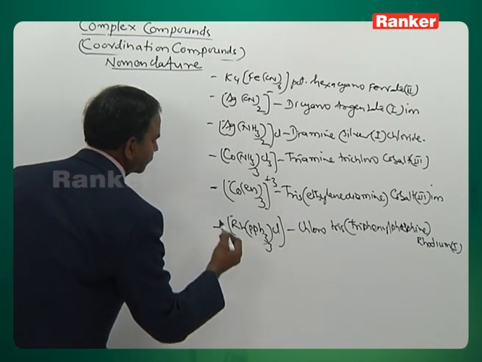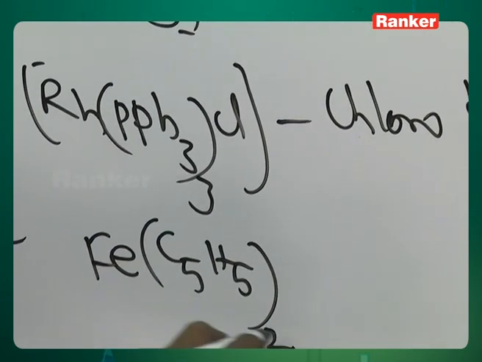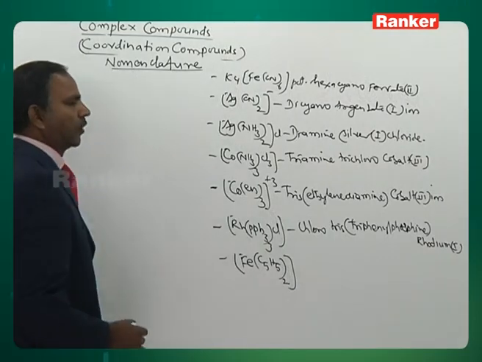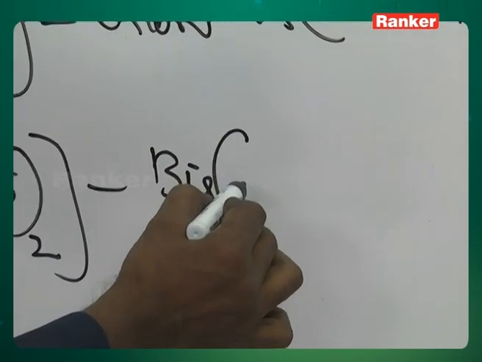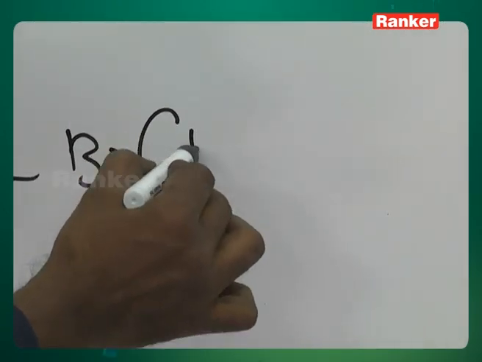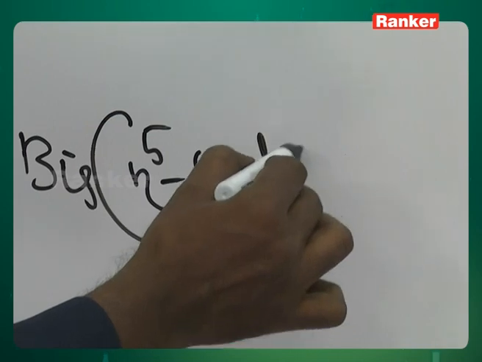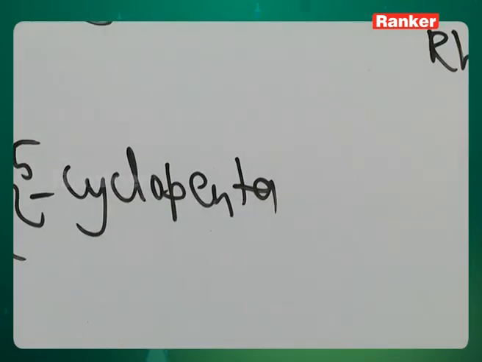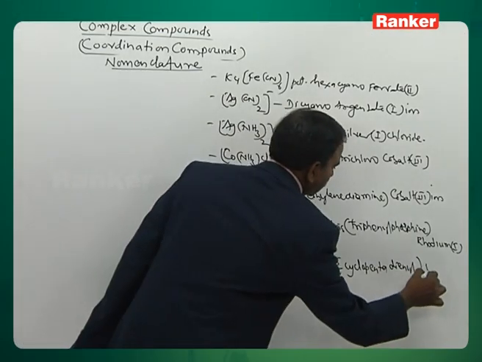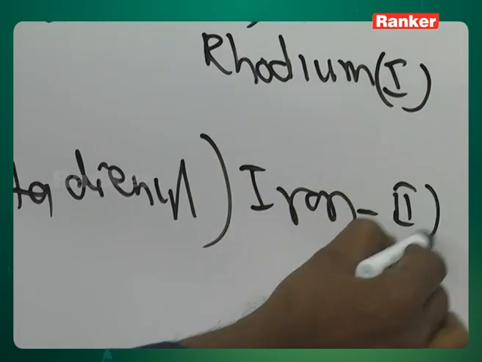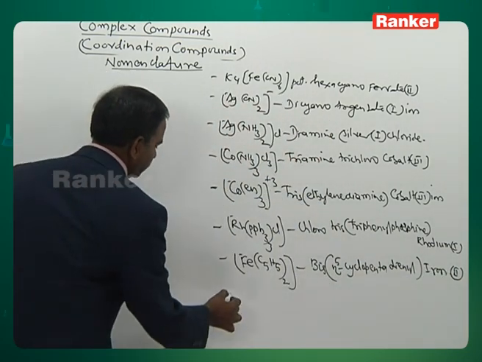Let me write one more. Fe(C5H5)2, this is the base. We call it pentahapto cyclopentadienyl iron(II).